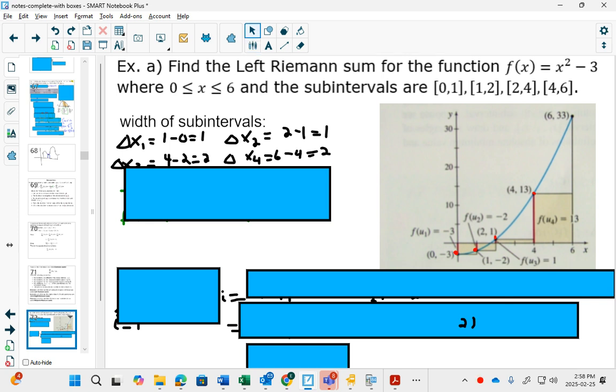And just judging by the picture, this looks like we're going to get a terrible estimate. That's okay, right? Terrible estimates hopefully lead, and they will lead, to amazing estimates, which is what we want.